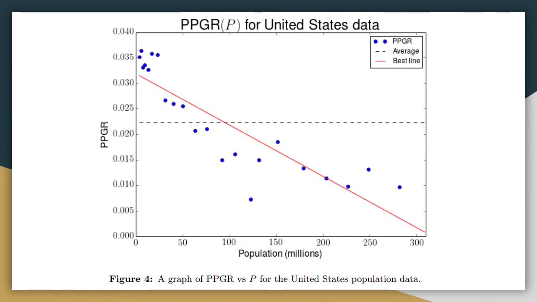In this slide, the graph represents the Ppgr versus P graph for the United States population data. In the graph, the blue dot has coordinates x, y, where x represents the population and y represents the Ppgr. Using the above data, a linear function y is equal to f of x, a, b can be obtained, where parameter a represents the slope of the line and parameter b represents the y-intercept.